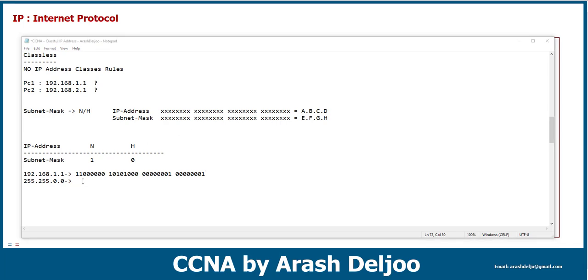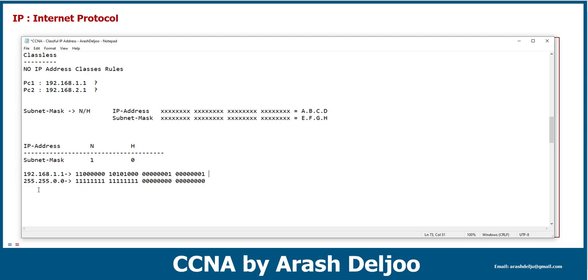After that we have the subnet mask of 255.255.0.0. Let me write the subnet mask in the binary format. 11111111, 11111111, 00000000, and after that 00000000. What does it mean? Look at here. As you can see, when we are using 1 in the subnet mask, this means that the correlating bits in the IP address are the network bits.